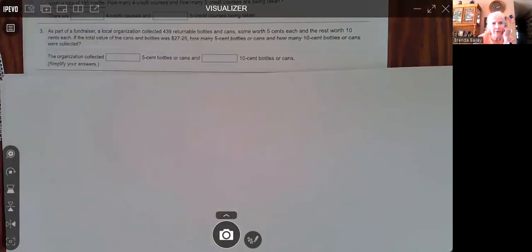All right. As part of a fundraiser, a local organization collected 439 returnable bottles and cans, some worth 5 cents each and the rest worth 10 cents each. If the total value of the cans and bottles was $27.25, how many 5-cent bottles or cans and how many 10-cent bottles or cans?